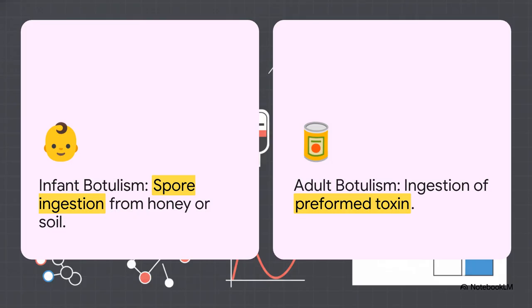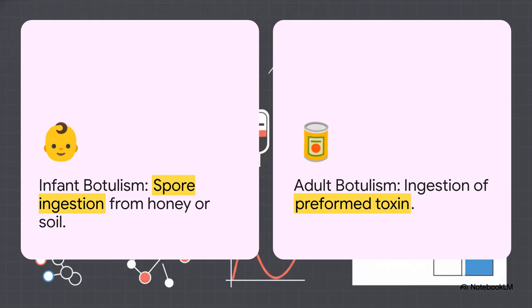Adult foodborne botulism, usually from improperly canned foods, comes from ingesting preformed toxin. But infant botulism, often from exposure to soil or contaminated honey, is caused by ingesting Clostridium botulinum spores. That infant's immature GI tract allows those spores to colonize and produce the toxin in vivo. So, option B is the correct mechanism.